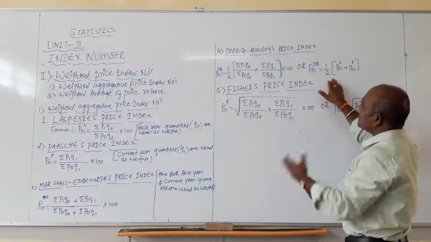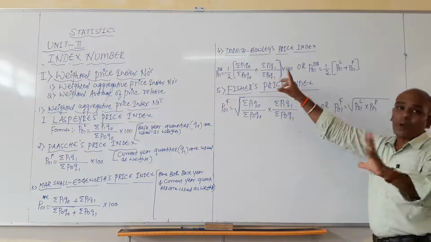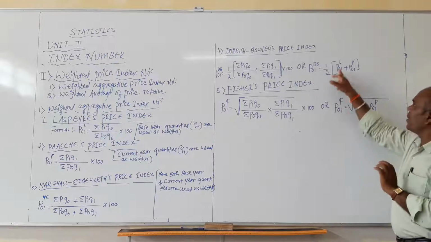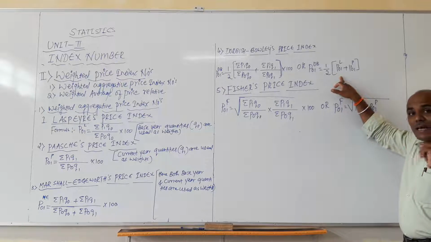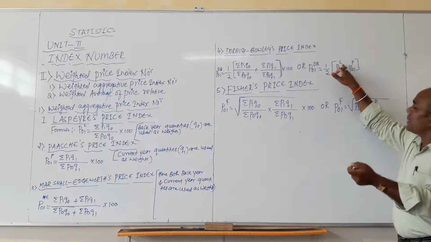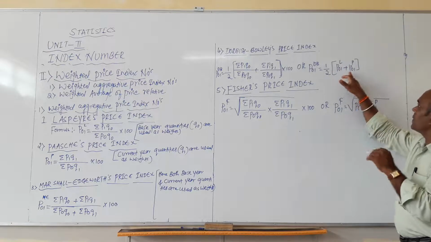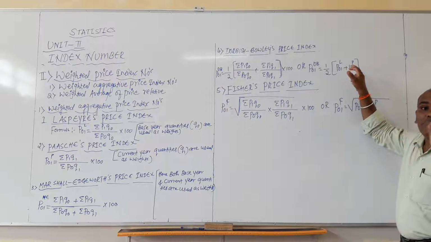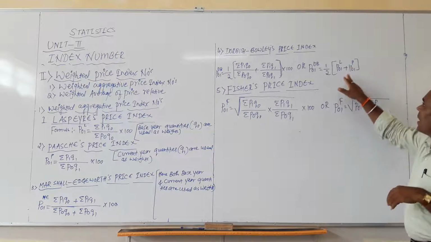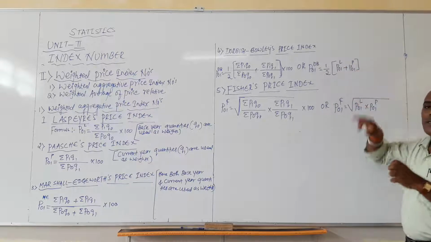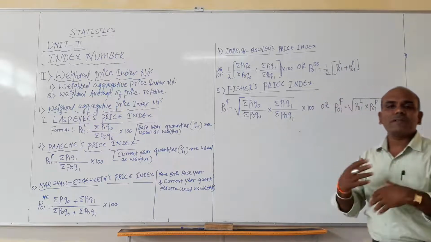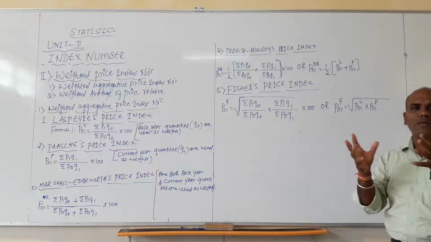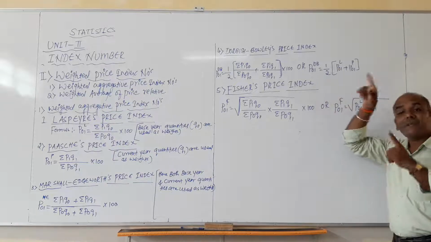Or you can also use the shortcut formula for the calculation of Drobisch-Bowley, that is P of 0 1 raised to DB equals half of, open bracket, P of 0 1 raised to L, which is the Laspeyres index answer, plus P of 0 1 raised to P, which is the Paasche's index answer. Whatever final result we got from Laspeyres and Paasche's, you have to add both and take half of that.